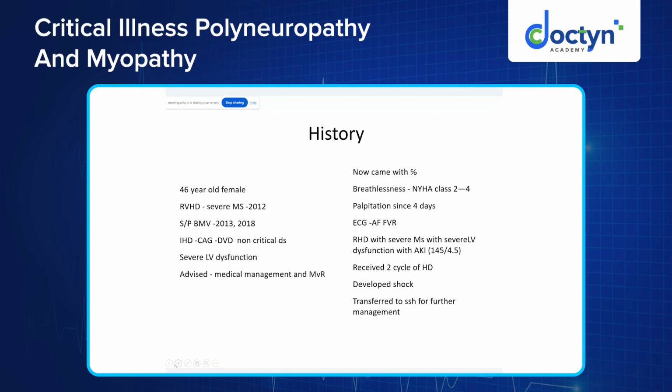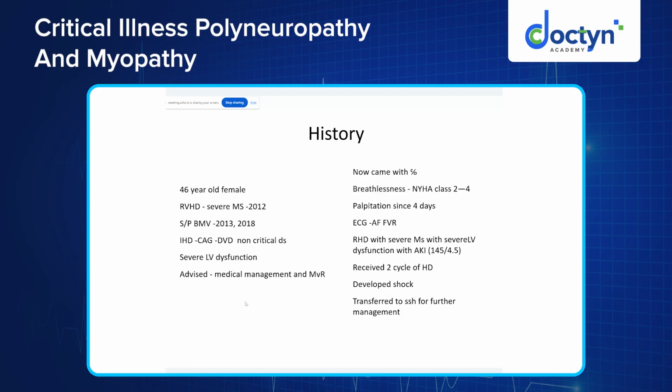So there was a clinical case, a 46-year-old female having a history of rheumatic valvular heart disease, severe MS back in 2012 with a severe LV dysfunction, and she was advised medical management with mitral valve replacement. Came to us with complaints of breathlessness, palpitations, ECG shows atrial fibrillation, RHD was made with severe MS with severe left ventricular dysfunction. So the patient received 2 cycles of hemodialysis, developed shock, and was transferred to the higher care for further management.